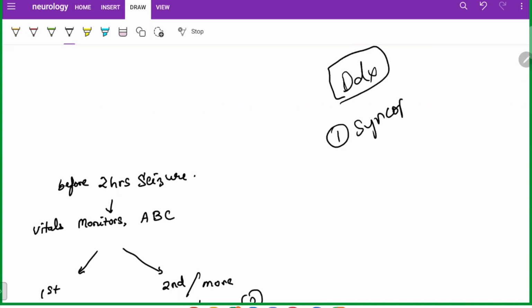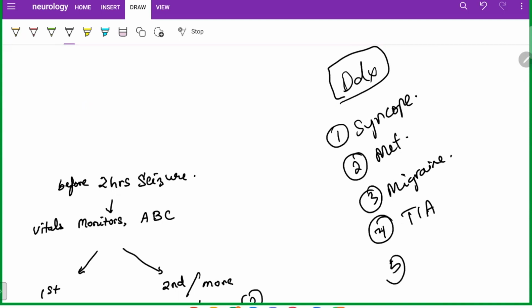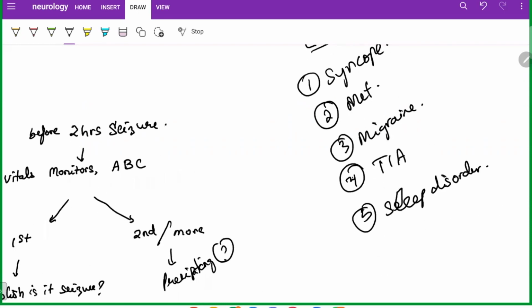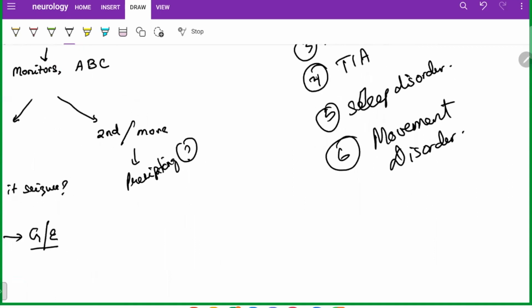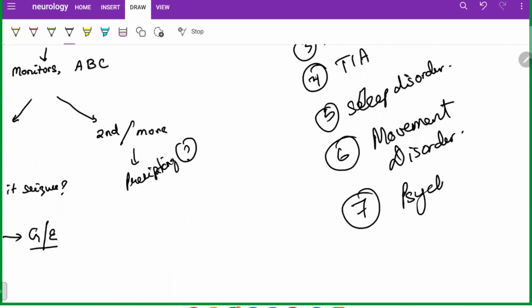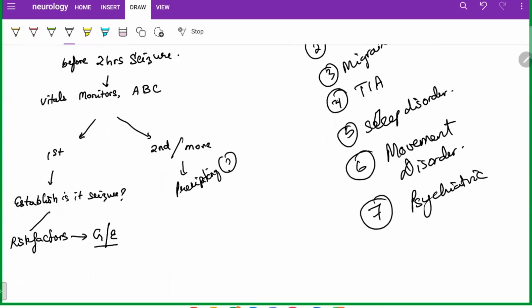Number 1, syncope. Number 2, any metabolic abnormality. Number 3, migraine. Number 4, some transient ischemic attack, TIA. Number 5, whether there can be any sleep disorder. Number 6, movement disorder. Number 7, any psychiatric conditions. What are the psychiatric conditions? Any conversion, any panic attack, any breath holding spell, any malingering. All these are going to be differential diagnoses.